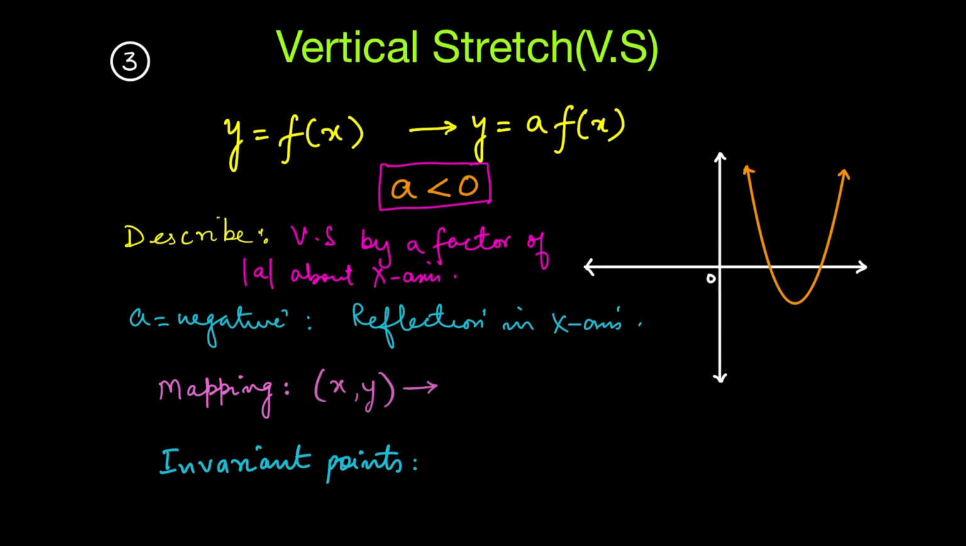The mapping will be the same, so it is x and ay, and the number of invariant points, as the graph has 2 x-intercepts, will be 2. And when we draw the graph, I'm just drawing the graph. It can be wider or it can be narrower, but it will have this kind of shape.